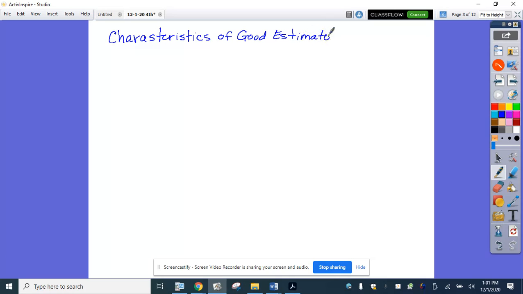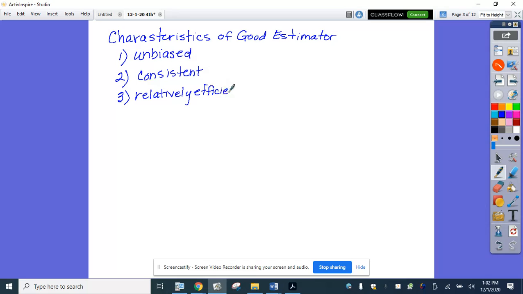Those three things that it must have: it must be unbiased, it must be consistent, and it must be relatively efficient. Now, if it's not any of those three things, then it's not a good estimator.